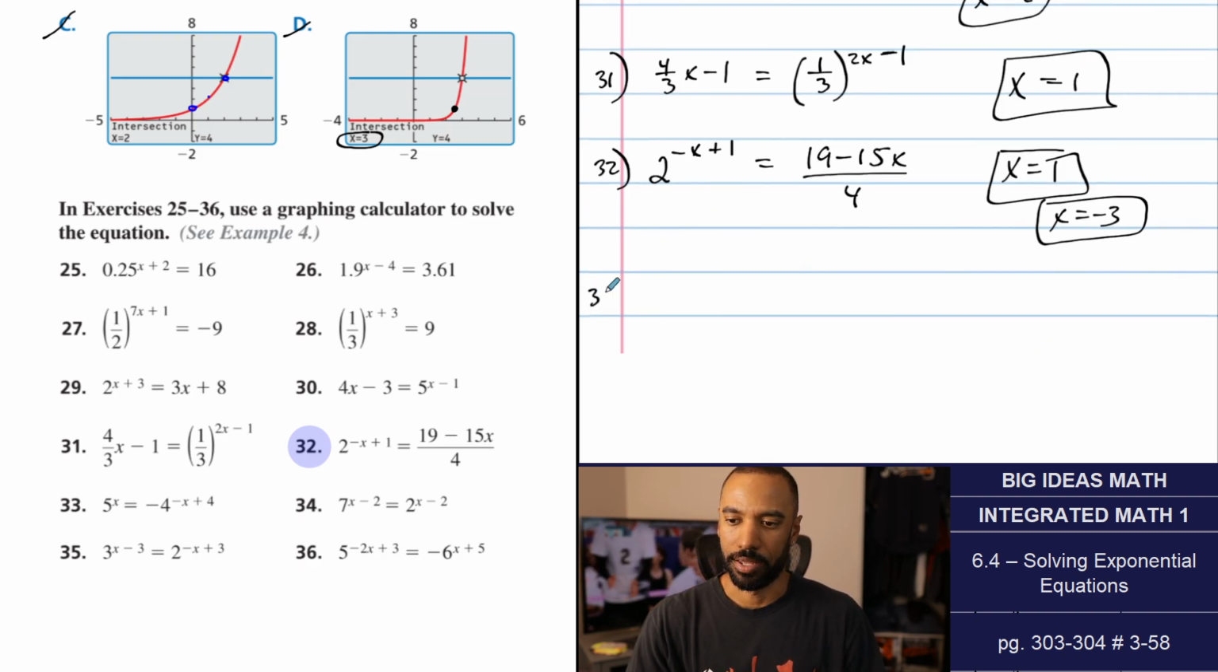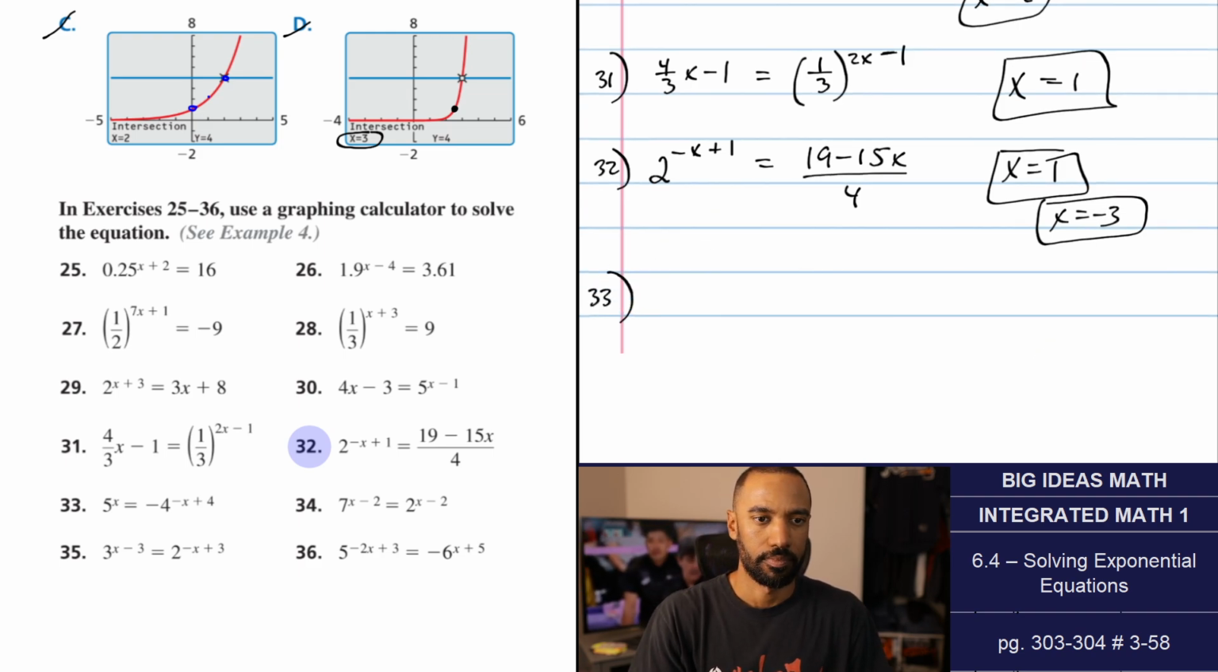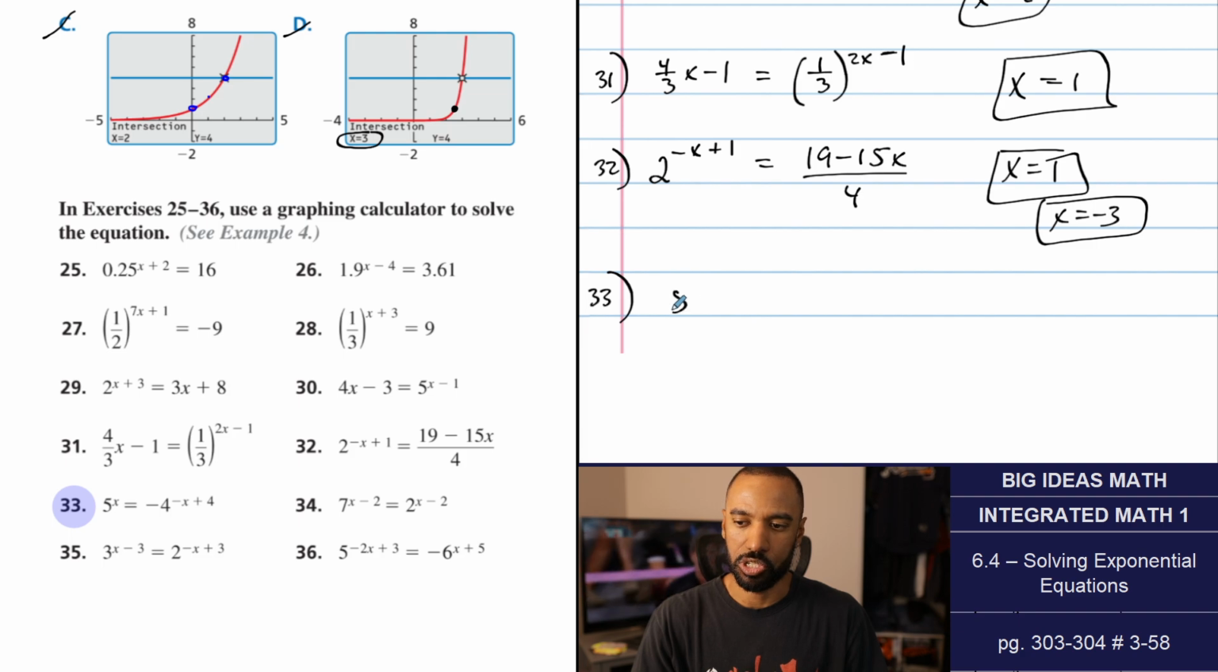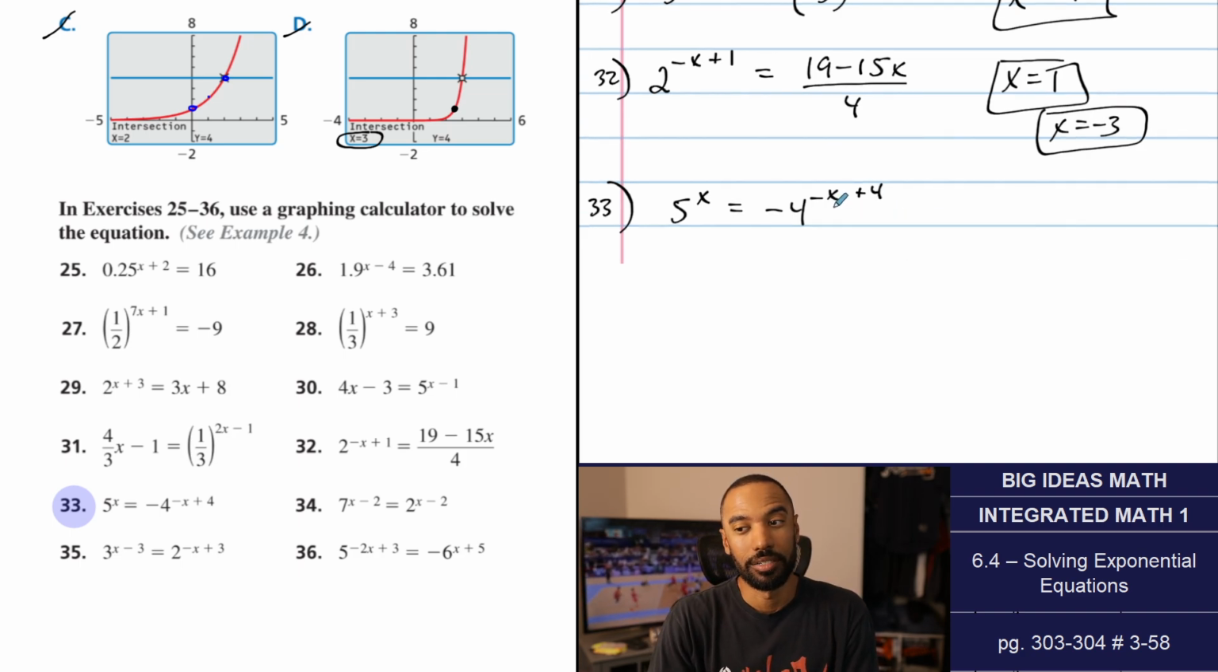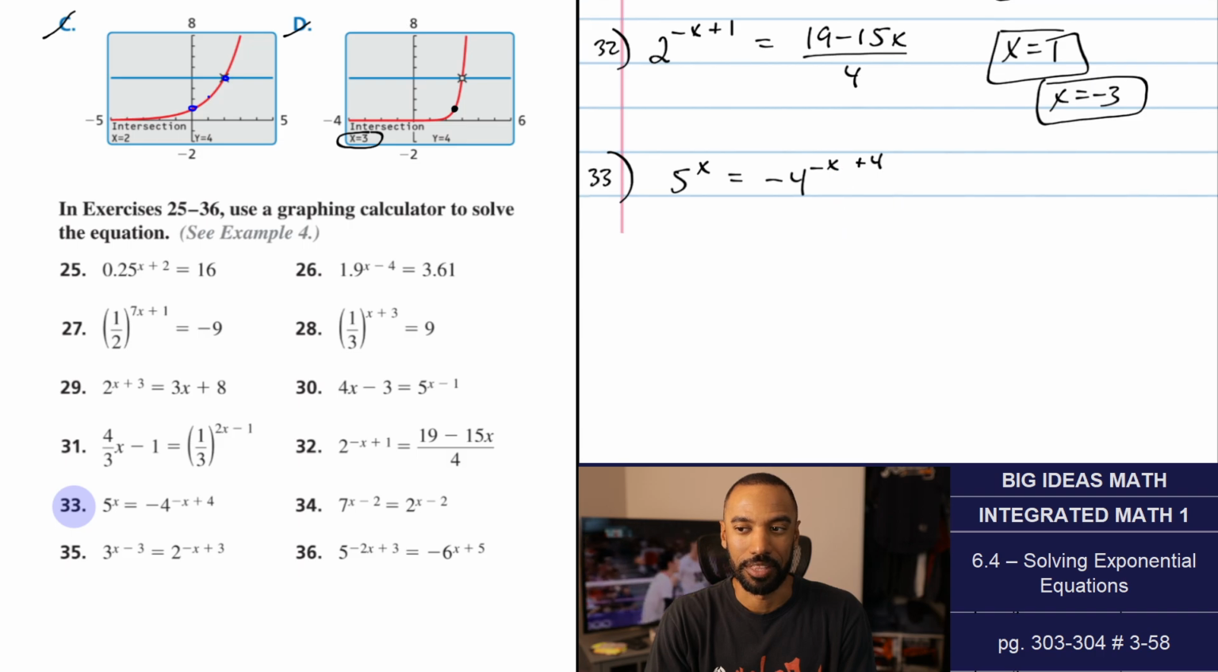Okay, number 33. Once again, bases that probably couldn't match and solve very well algebraically outside of some IM3 logarithm work. I don't think these ones intersect. Okay, so.